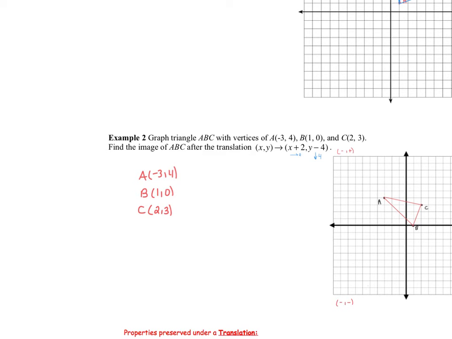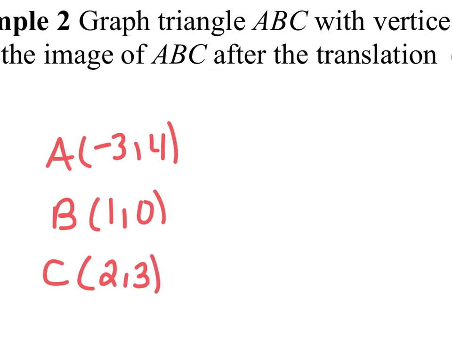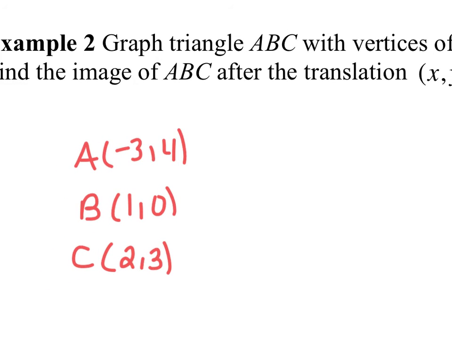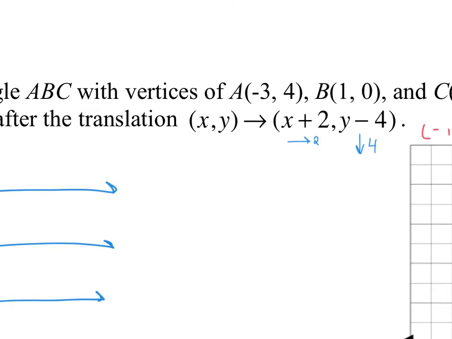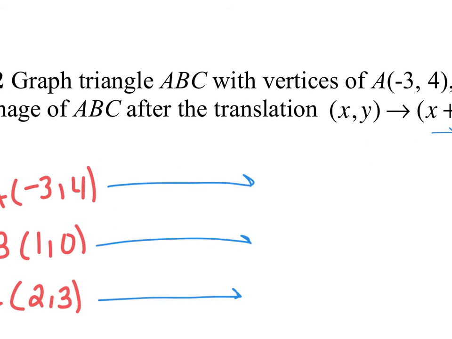So as I did before, I'm going to draw an arrow going from each point. So I'm going to draw an arrow for my A, my B, and my C. And I'm going to write my rule above it. So in this case, my rule is x plus 2, y minus 4. What you can do is put your x plus 2 on one line and your y minus 4 on the other. That's what I do just for space purposes. X plus 2, y minus 4.